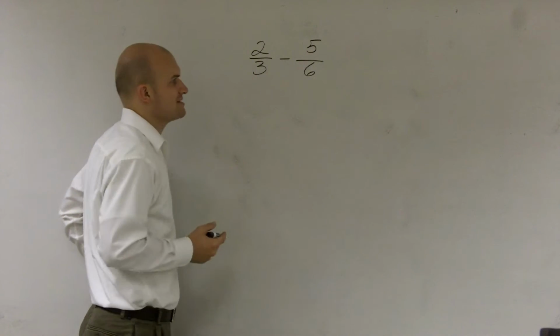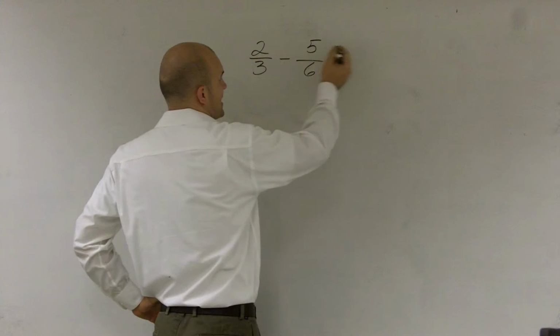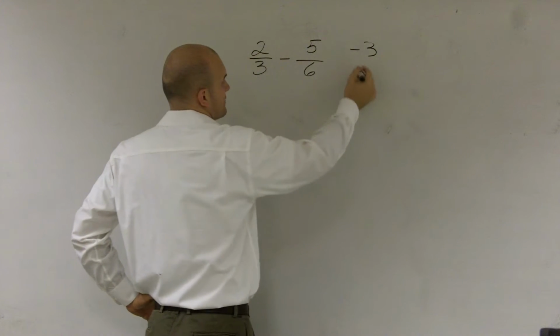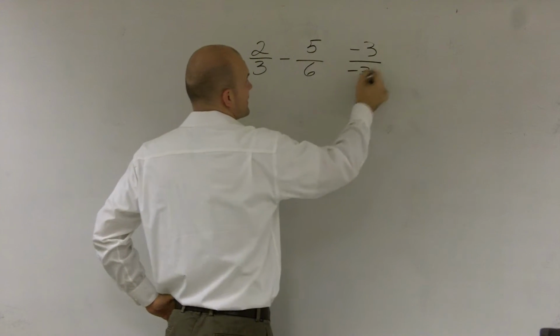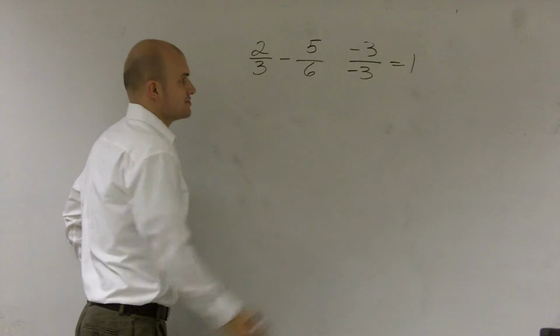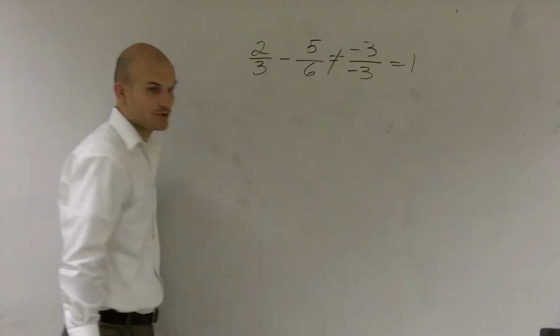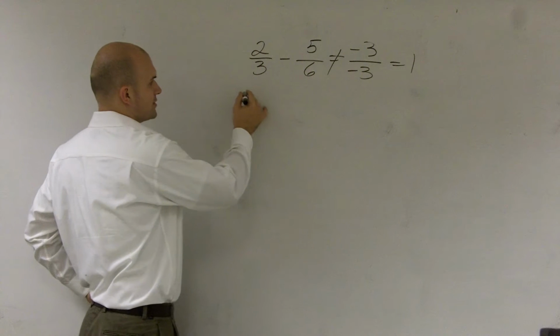The most common mistake I get from here is 2 minus 3 is a negative 1 over 3 minus 3 is a negative 3. Students would make that answer as 1. That is not true, okay? And let's see how we're going to do this.